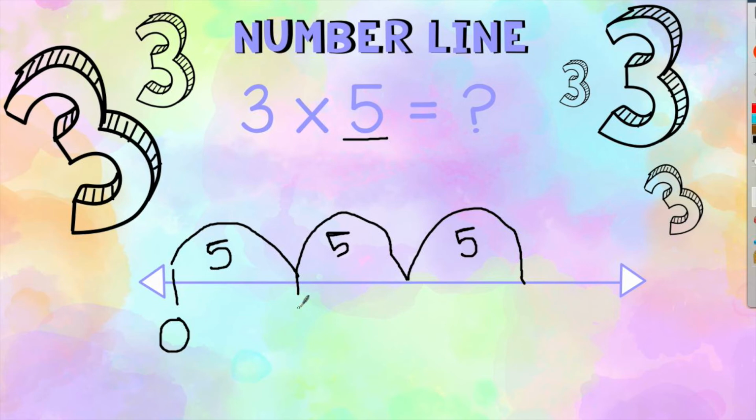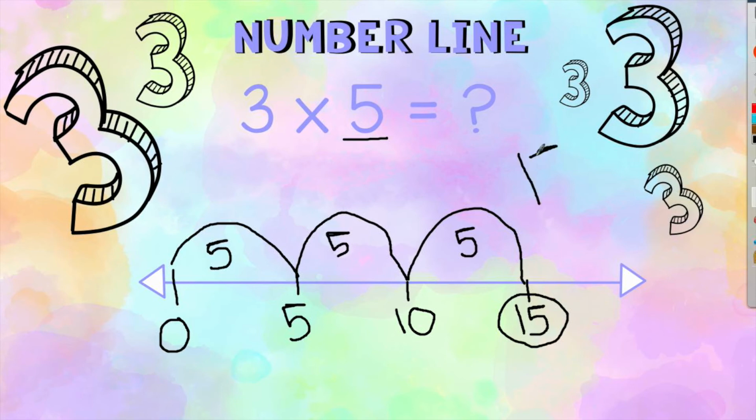So 0, 5, 5 plus 5 is 10, 10 plus 5 is 15. So in both methods, I got the answer as 15. So 3 times 5 gives me the product of 15. Okay, guys, there's one last strategy that we're going to go over.